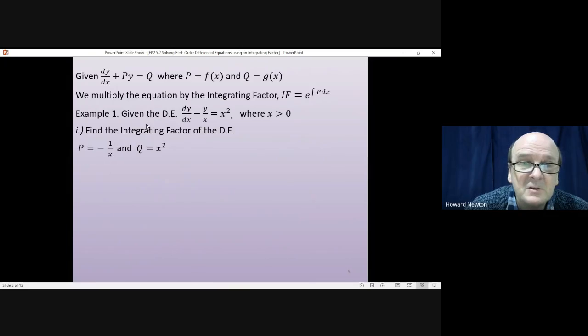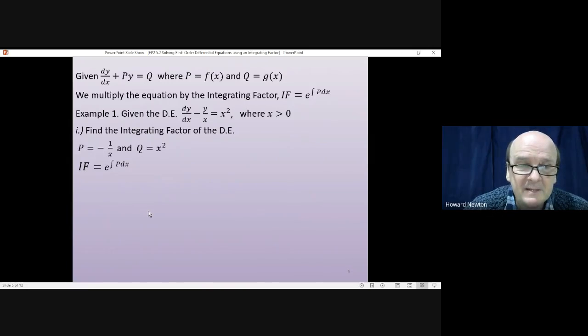P is just a function of x. Remember, you've got p times by y. So we've got minus 1 over x times by y. But p is just the function of x, minus 1 over x. Q is more straightforward. Q is just the function on the right-hand side, x squared.